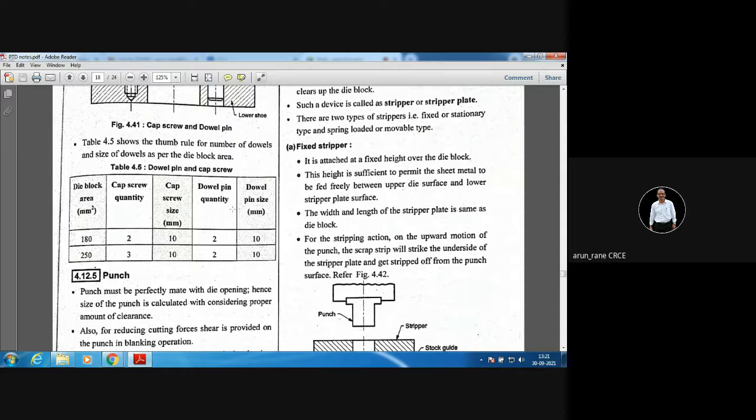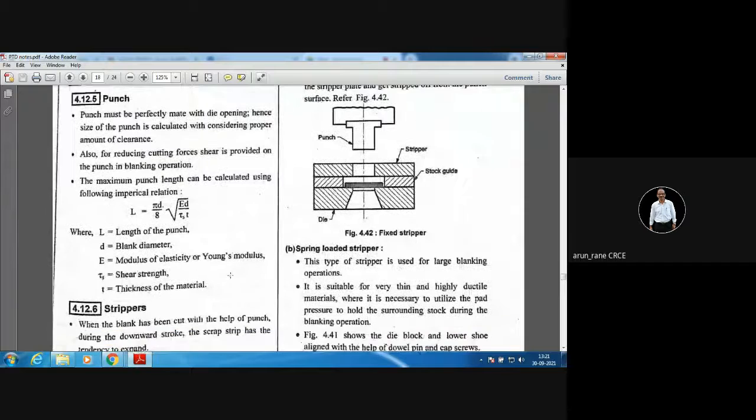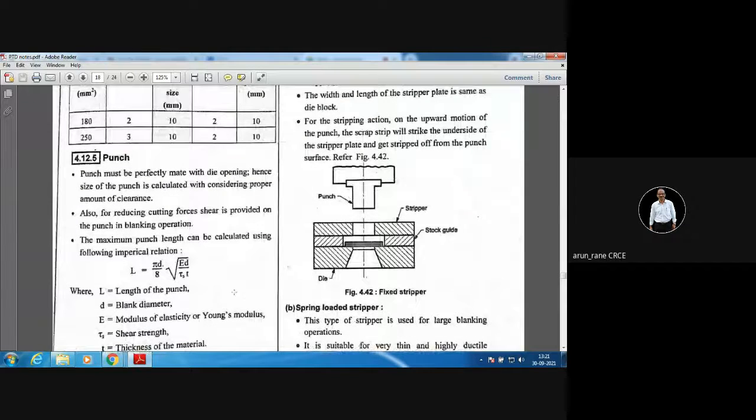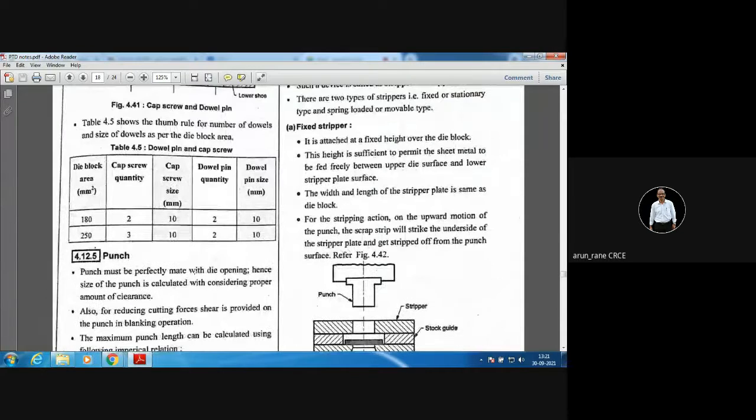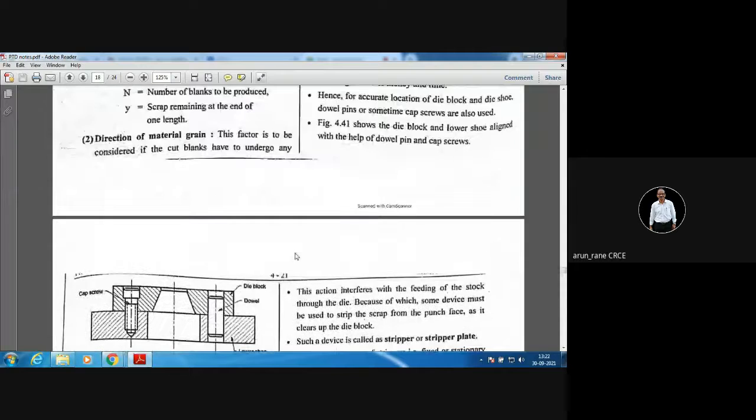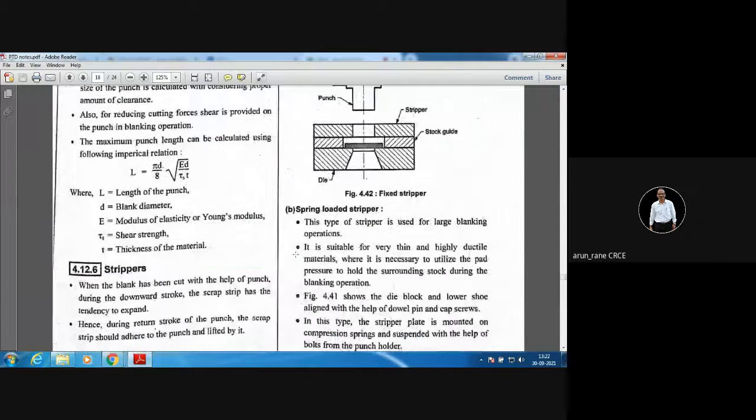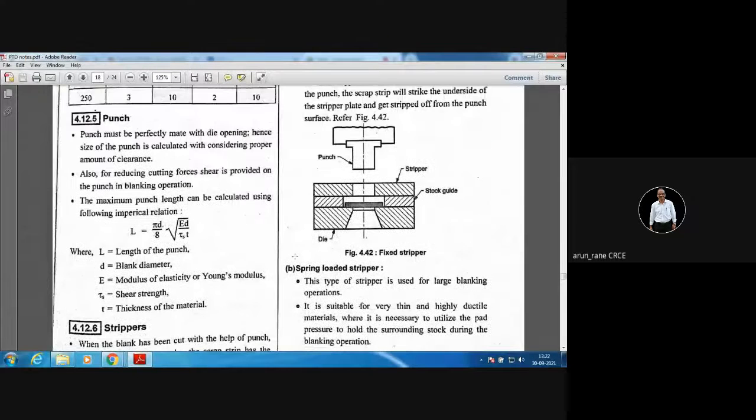And similarly for the dowel pin, minimum 2, and there is no need to go for diameter 10, even diameter 6 is sufficient. Then the punch. The length of the punch should not be so long that it becomes slender. The more the length, the more the chances of buckling. It may buckle.